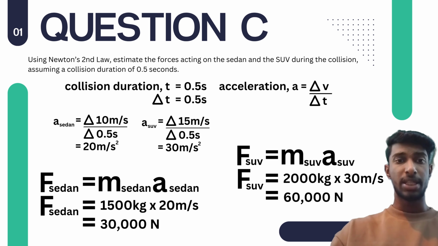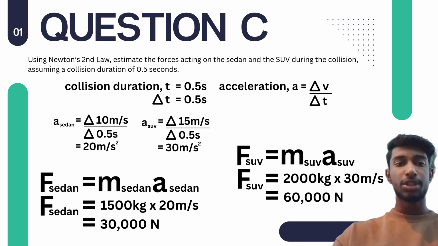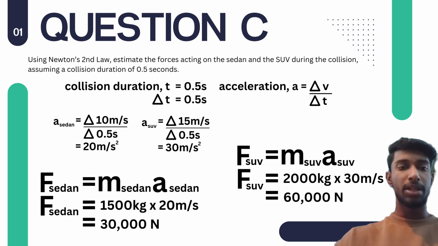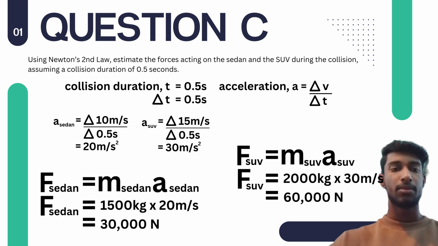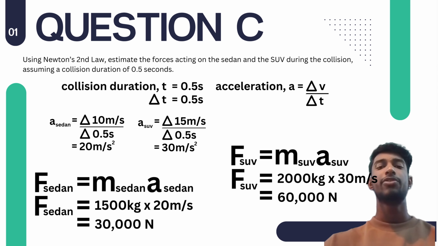Next is forces during collision. Assuming a duration of 0.5 seconds, we can find the acceleration by using velocity divided by time. Then, using Newton's second law, we calculate the forces during the collision. Force on the sedan is 1500 kg times the acceleration calculated, which is 20 meters per second. Multiplying this, we get 30,000 Newtons as the force on the sedan. Next, the force on the SUV can be calculated from 2000 kg times acceleration, which is 30 meters per second. We get 16,000 Newtons for the SUV force.